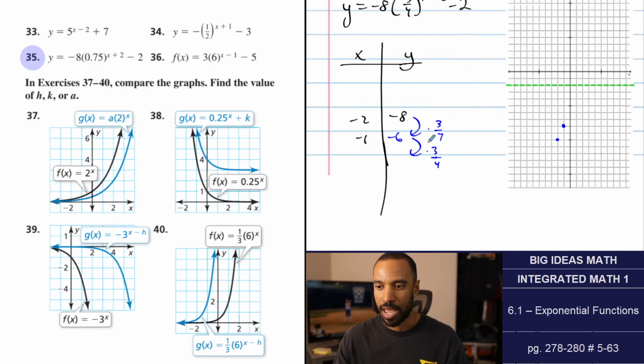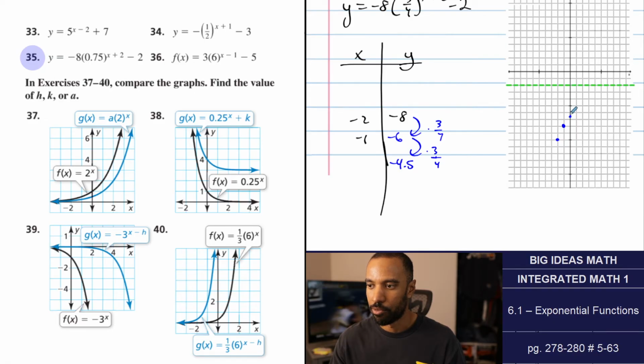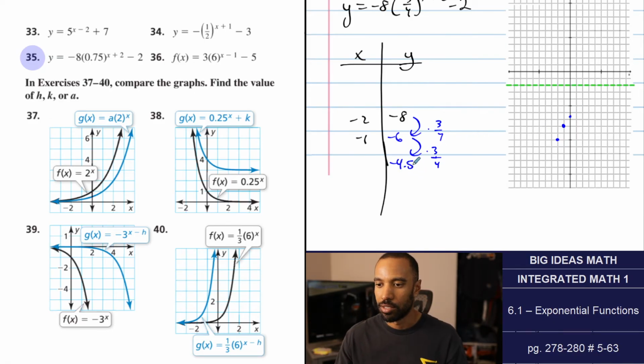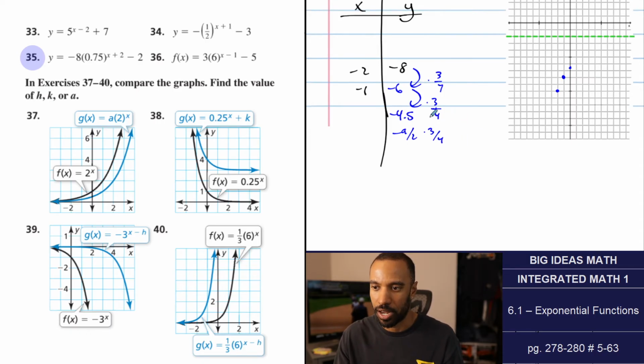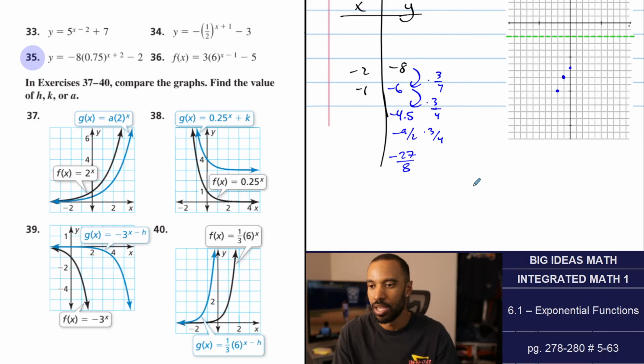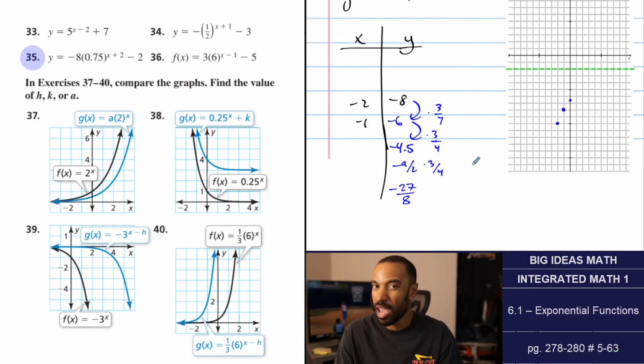6 times 3/4. 6 over 4 reduces to 3/2. 3 times 3 is 9. We get 9/2, which is 4.5. -4.5. So that's right here. 1, 2, 3, 4.5. I want to keep them as fractions, really. Negative 9 halves times 3/4. I'm going to do at least a couple more. I think it's worth doing it on this side as long as I can fit them. Negative 9 halves times 3/4 is negative 27 over 8. I'm just going to write them as fractions. I don't care about the table. I just want to calculate things. Negative 27/8 is negative 3 3/8. So negative 1, 2, 3 3/8.